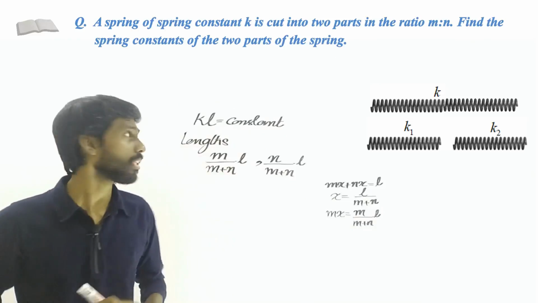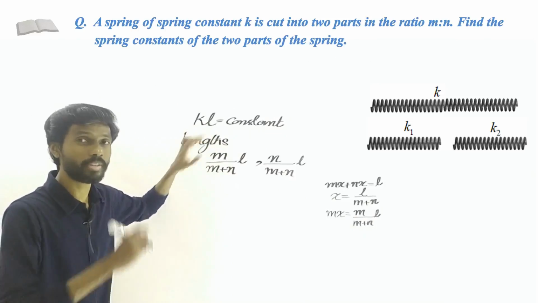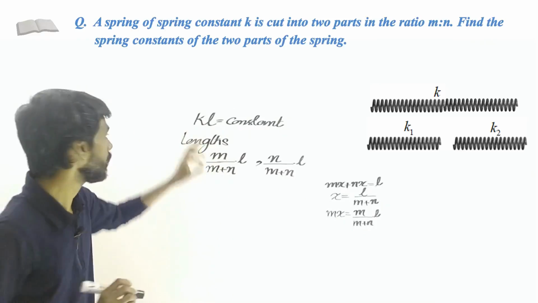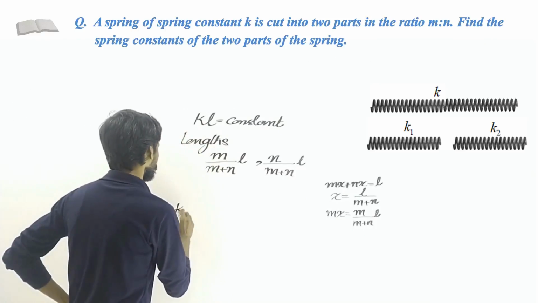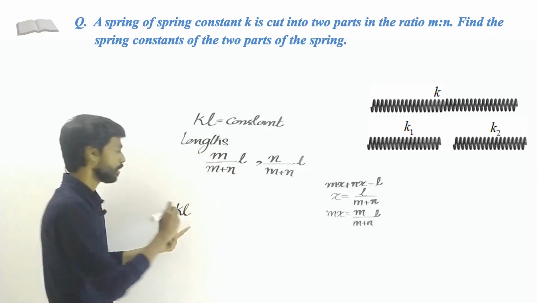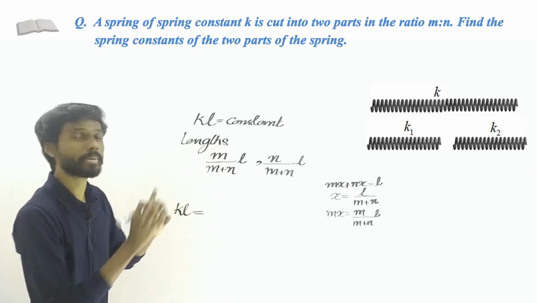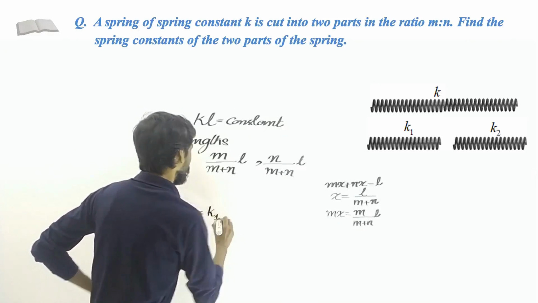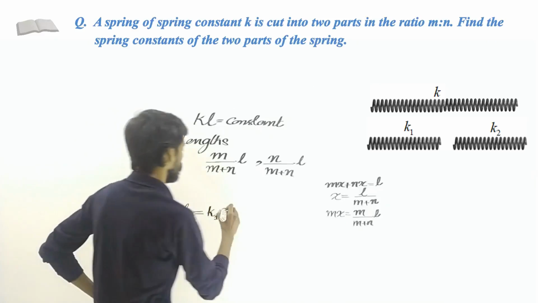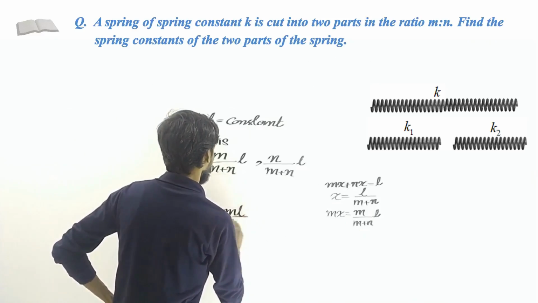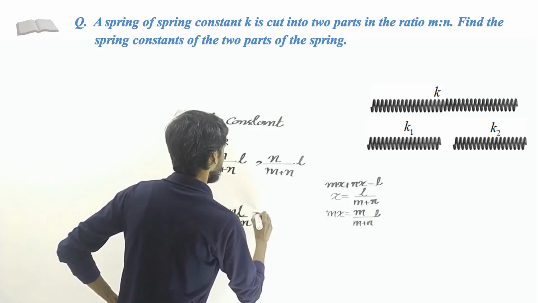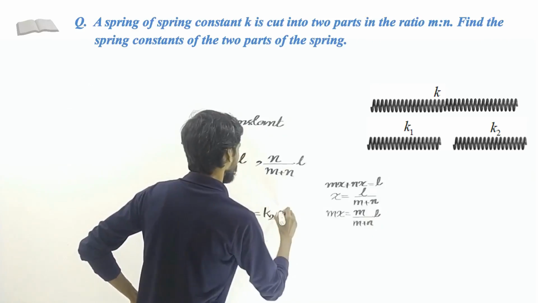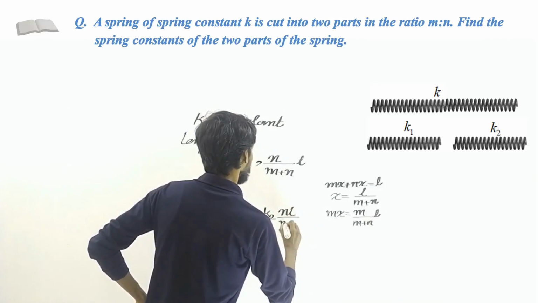That means we can use this relation. What is that? KL is constant for the whole spring and for the first part of the spring and the next part of the spring. So we equate them, and we get the answer. Yes, KL equals, so this is for the total spring, that equals for the first part of the spring. Let us take the spring constant to be K1 multiplied by the length of that part, so that is mL divided by m plus n. That equals the second part now, which has spring constant, say K2, and this length, nL divided by m plus n.